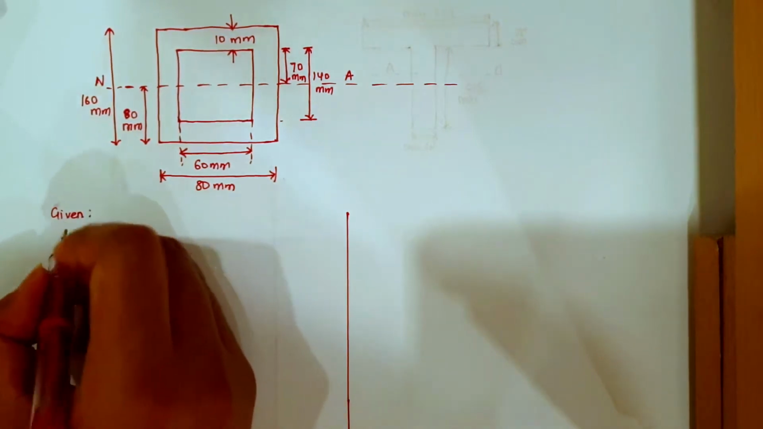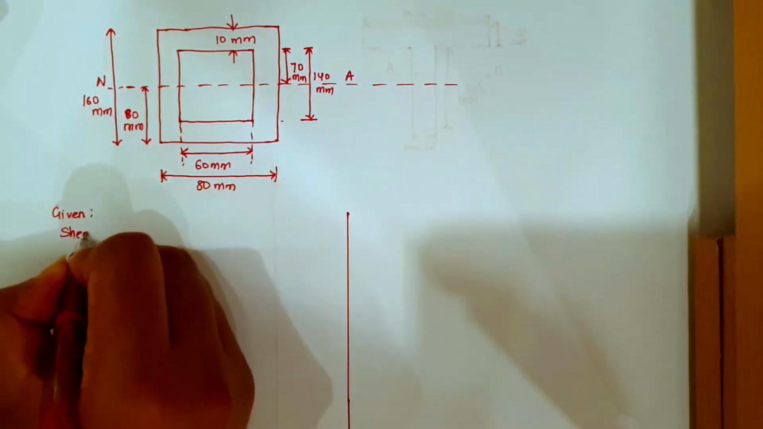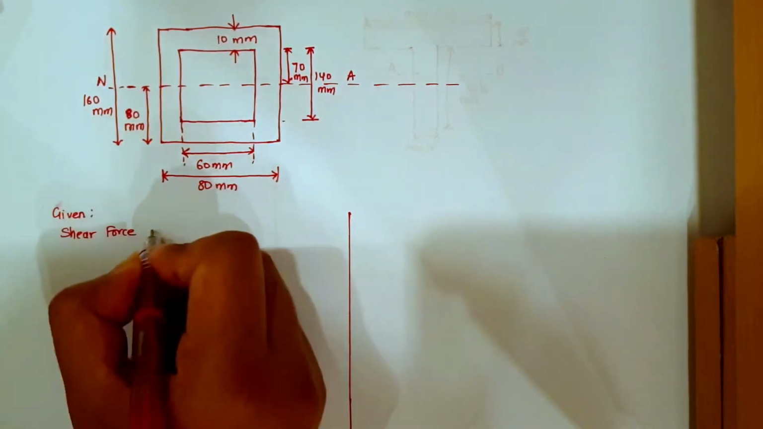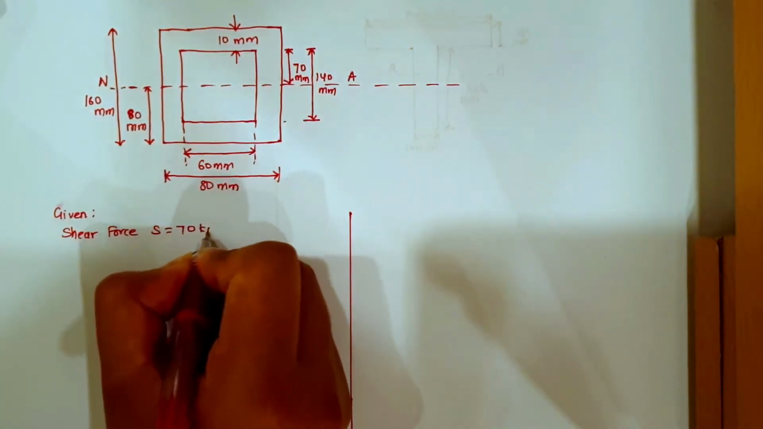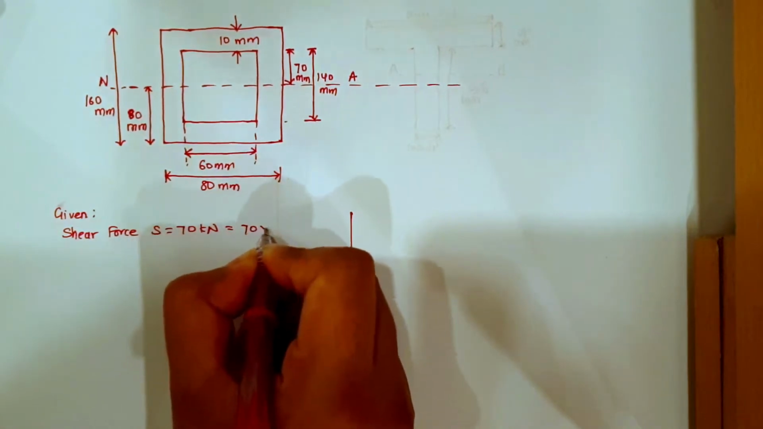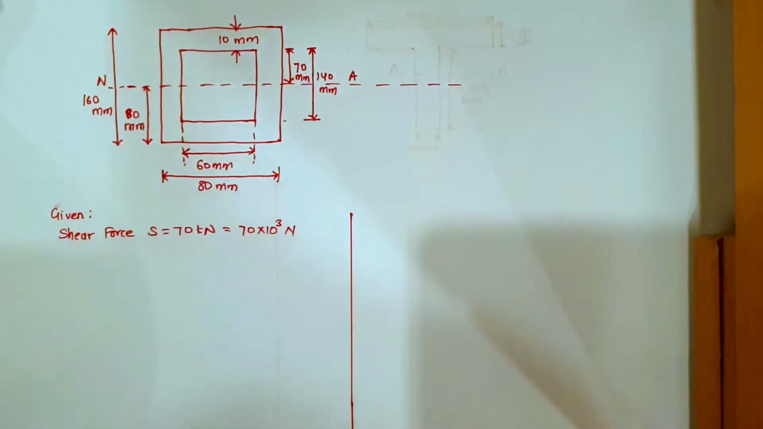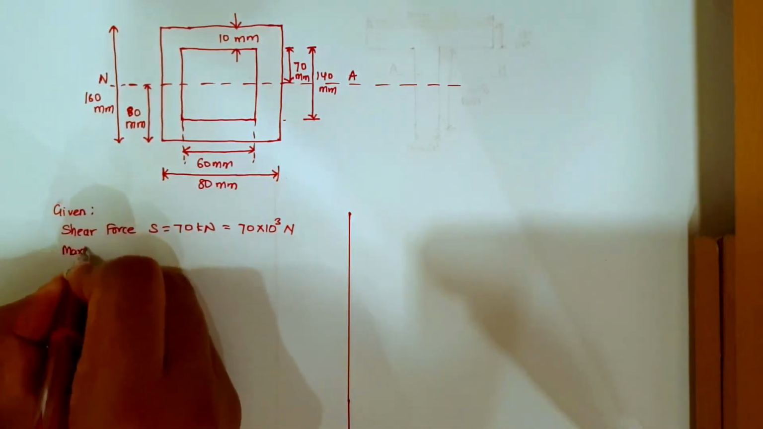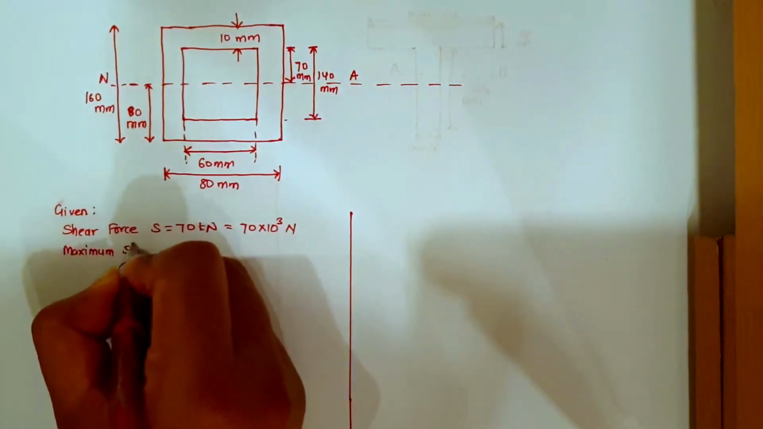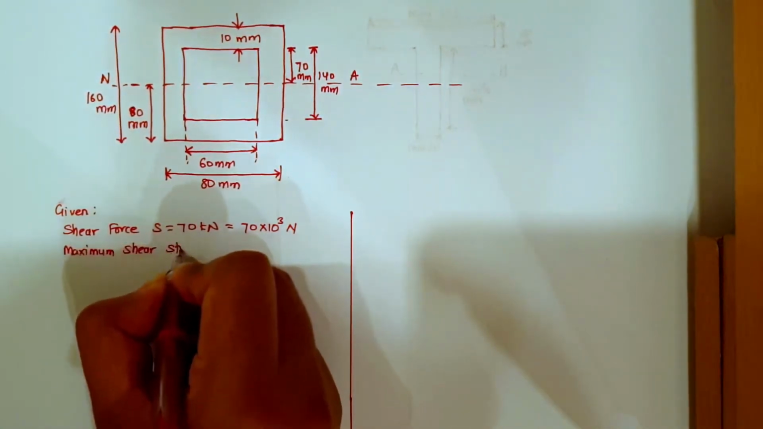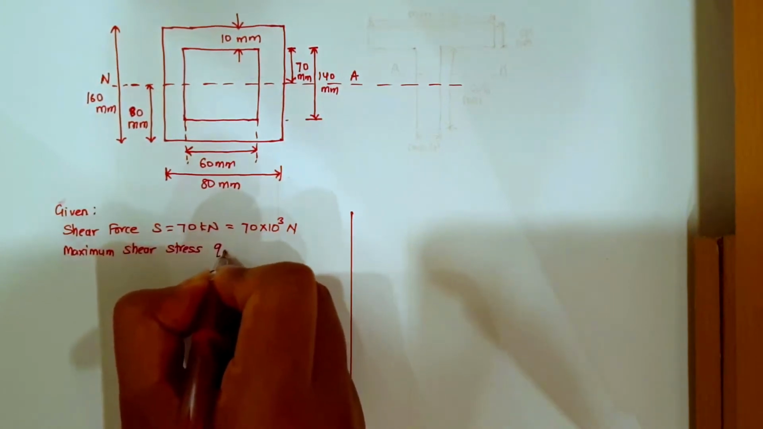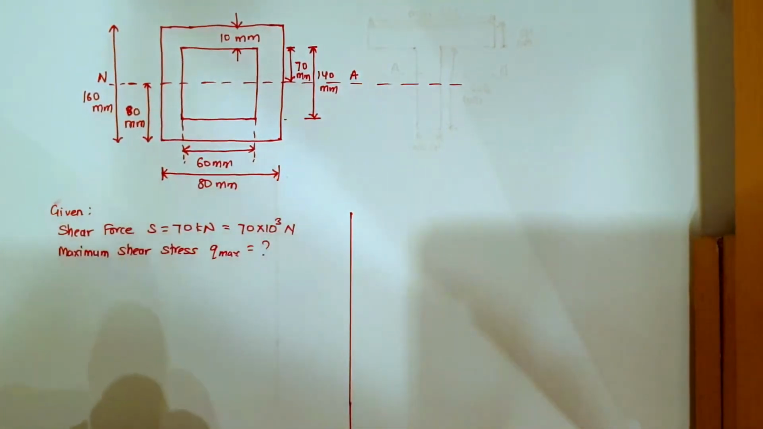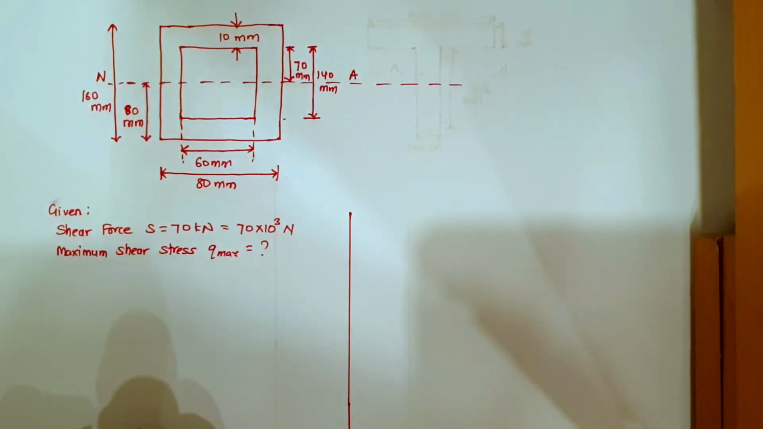So given, we have shear force S equals 70 kilonewton, which will be equal to 70 into 10 raised to power 3 Newton. What else is given? This is it. Now from here we need to find maximum shear stress, Q max, question mark, then we need to find average shear stress.